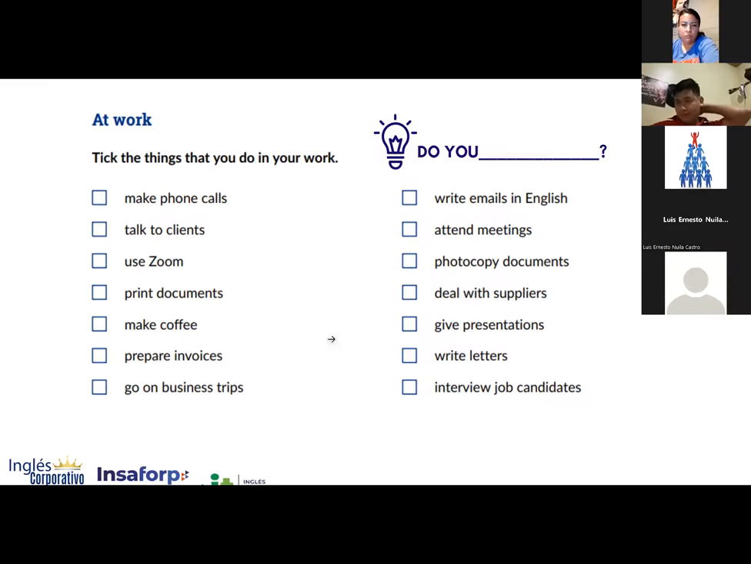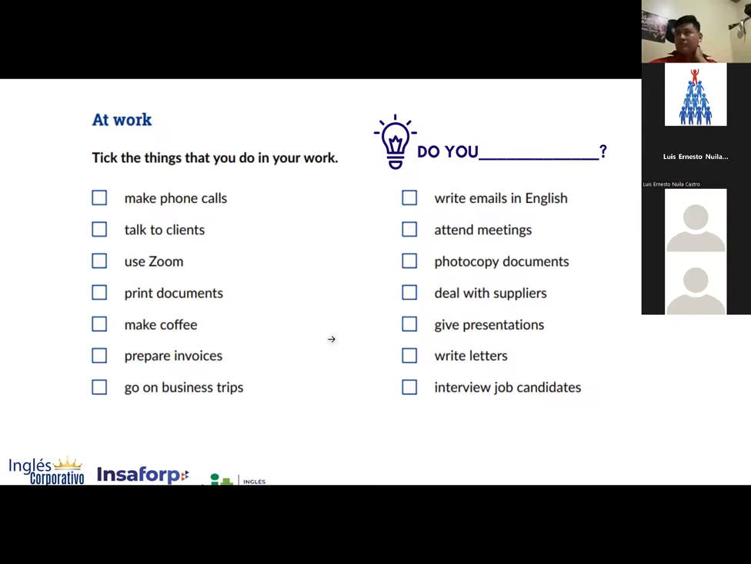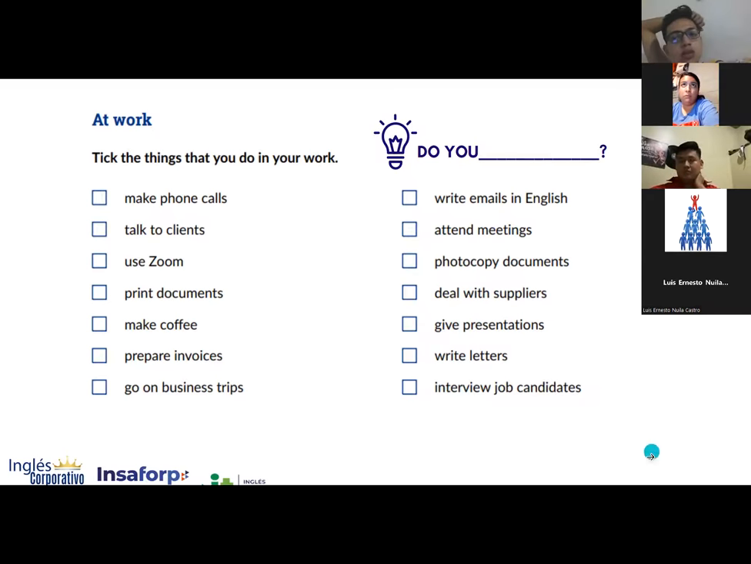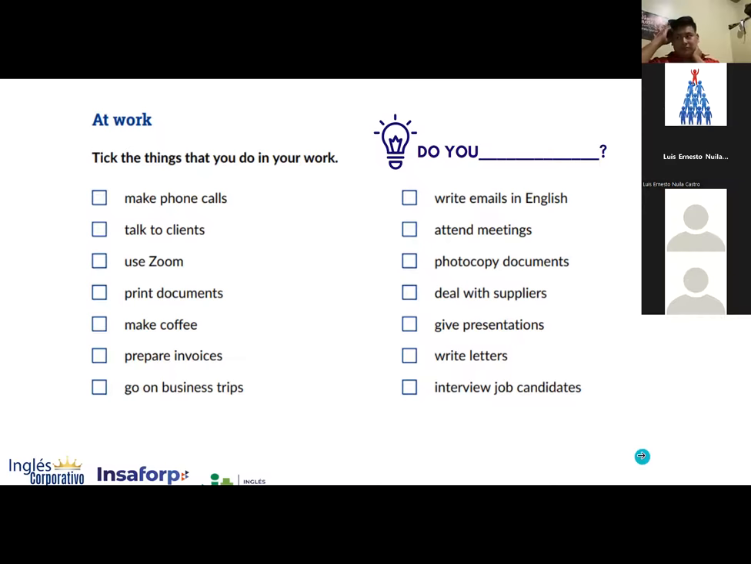Fíjese de que no la escuché, no estuve hablando, pero no me respondió. Yo tomé el de Tania. Okay, very good. So, let us know what does Tania do.